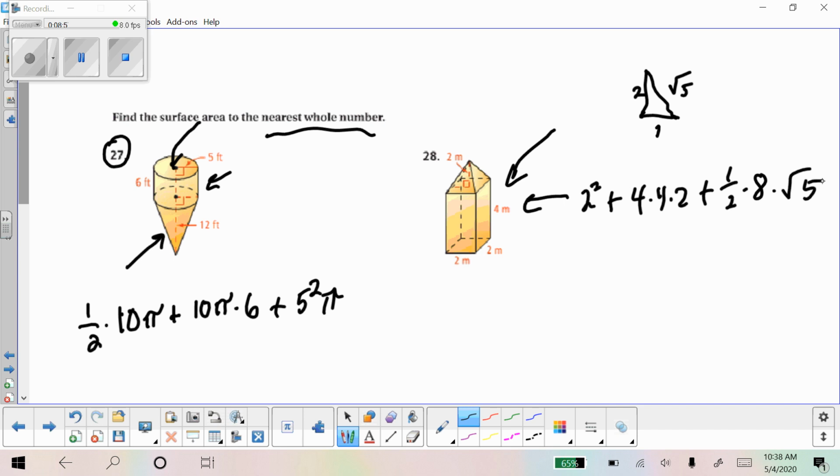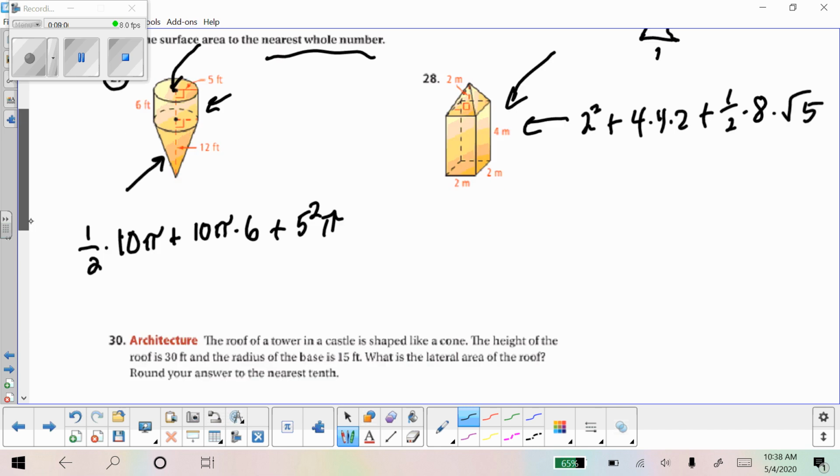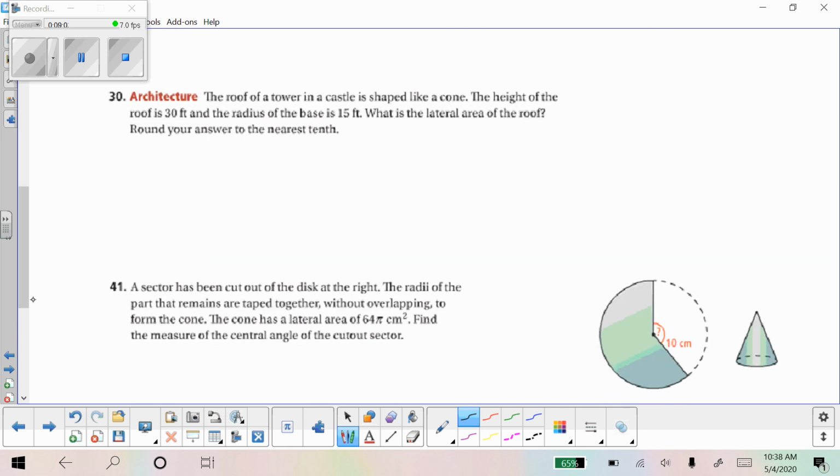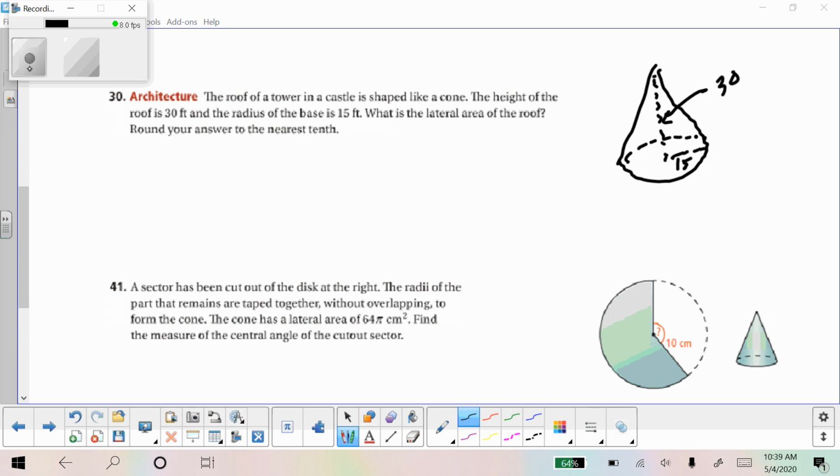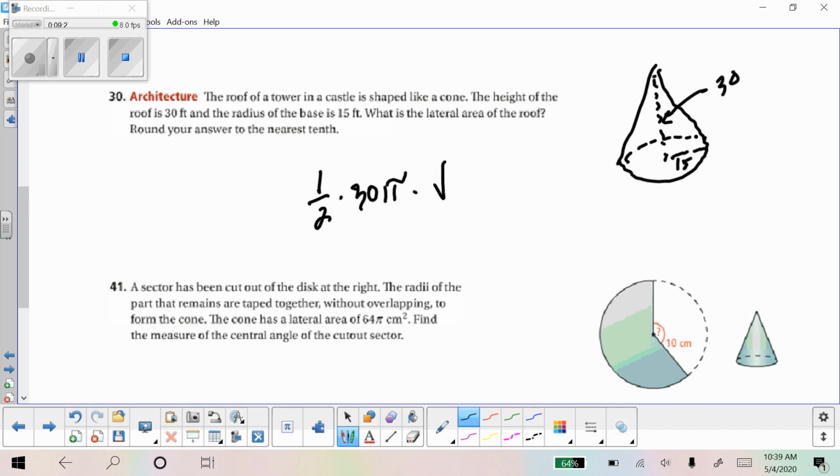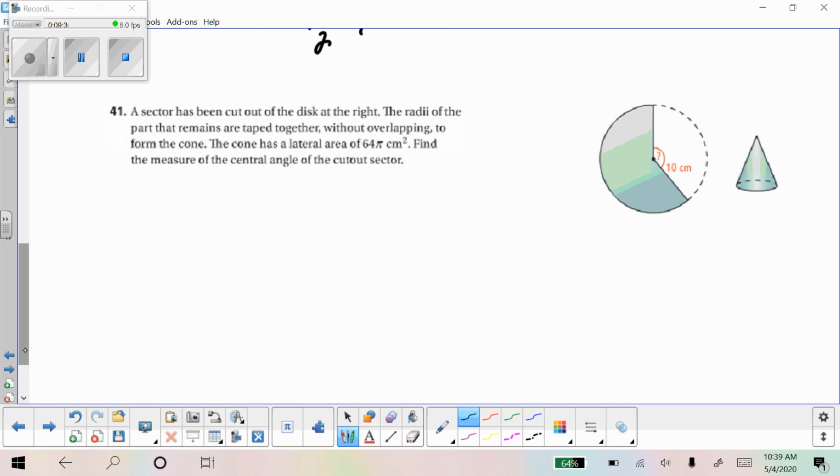All right. Looks like number 30. So you get a cone that looks like that for number 30. And so you would have to do to get the slant height. So it's going to be 1/2 the circumference, which will be 30 pi, times the slant height. And the slant height is going to be the square root of 30 squared plus 15 squared. All right, and then number 41.